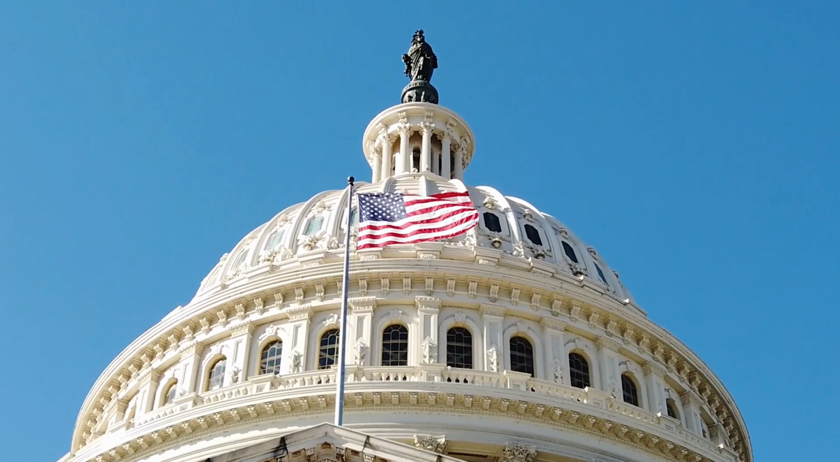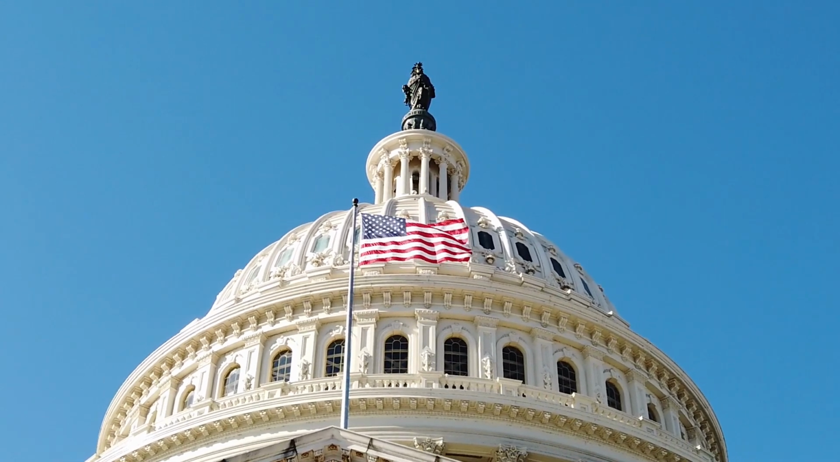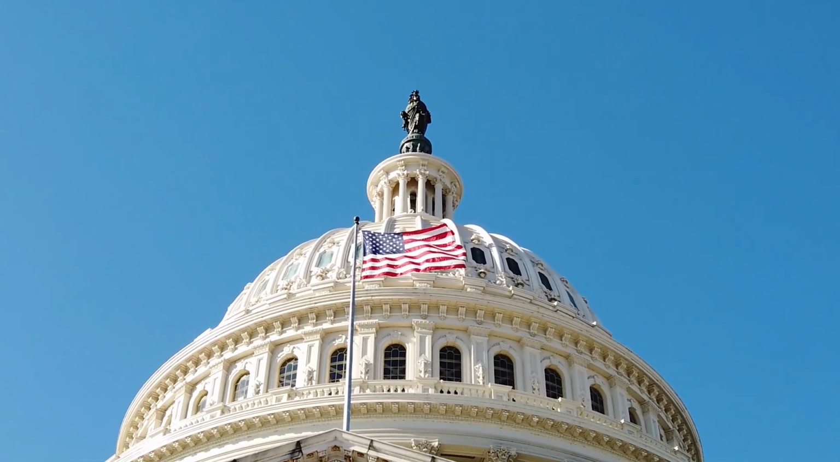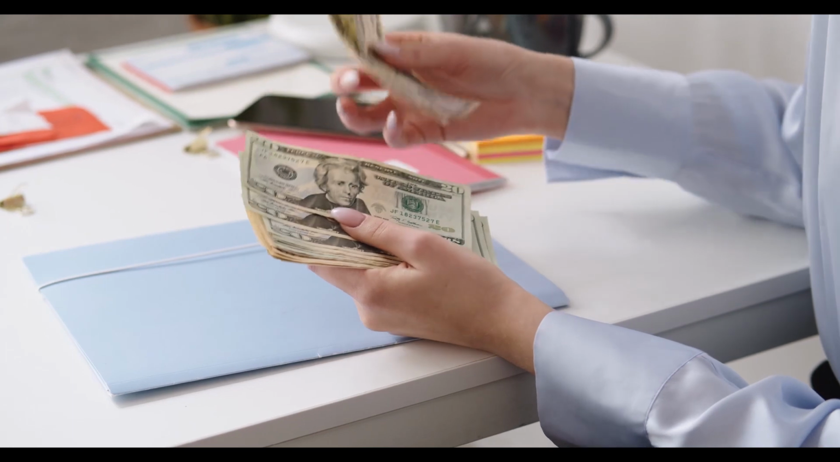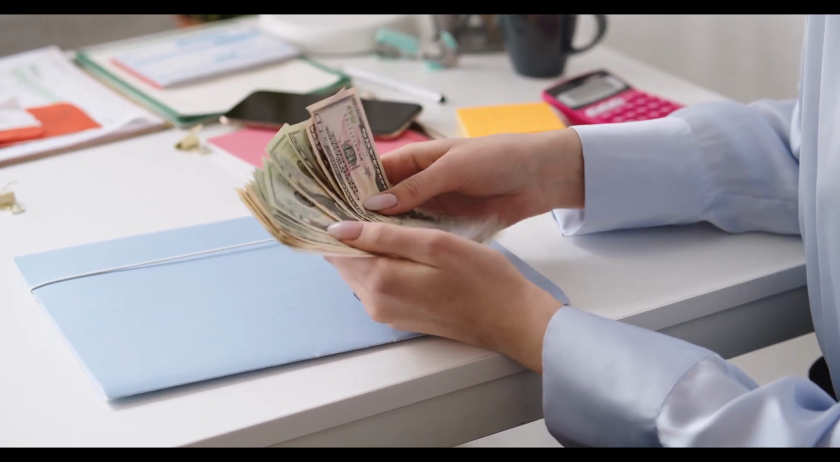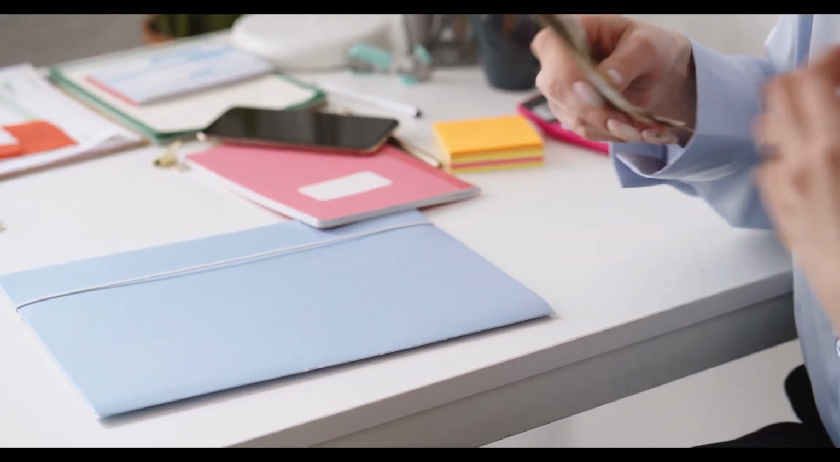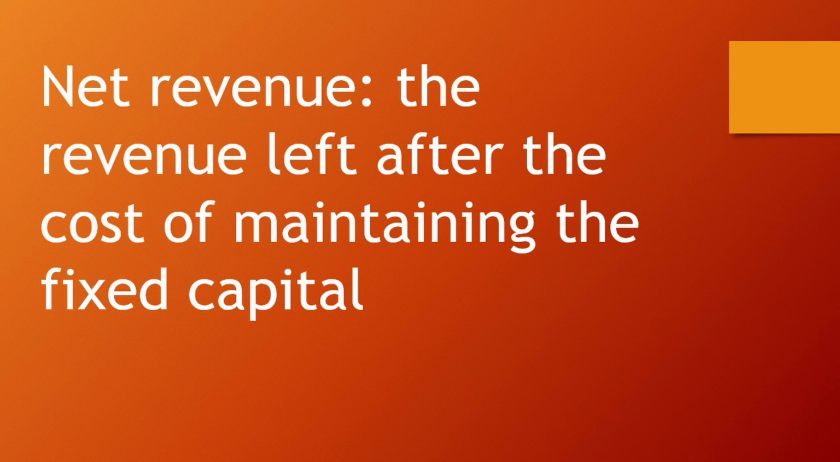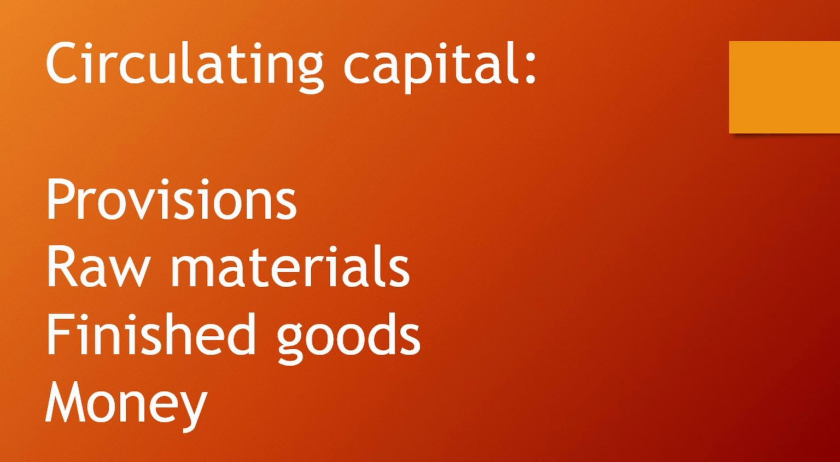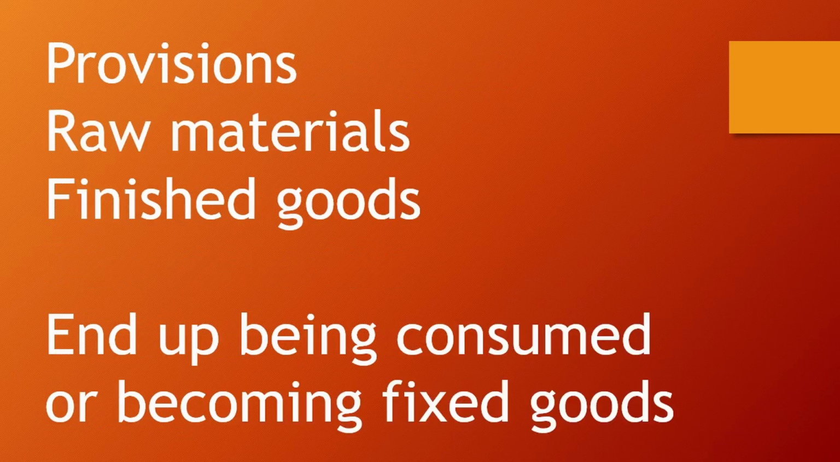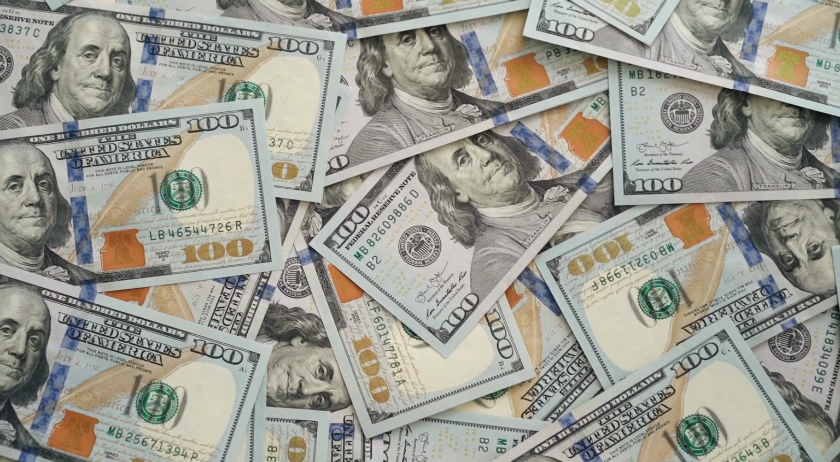This applies at a national level as well. A country as a whole has a gross revenue and a net revenue, and it is only the net revenue that contributes to a nation's wealth. The net revenue is what remains after the cost of maintaining the nation's fixed capital. In this, circulating capital is different from fixed capital, as circulating capital exists either to be consumed eventually or to increase fixed capital, except for money.